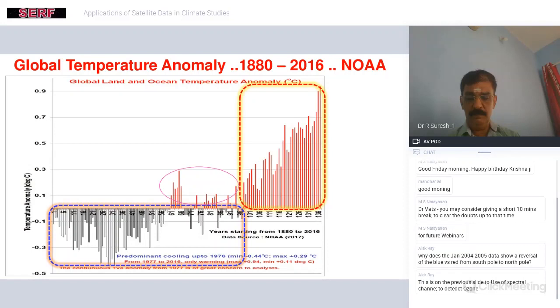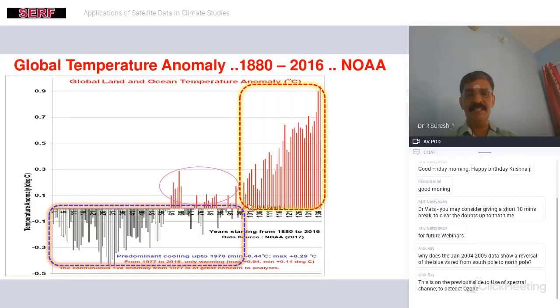This is the NOAA published database of land and ocean temperature put together, and it has a lengthy record from 1880 up to 2016. When I got the data, I plotted it, and I saw that after maybe 1976 or 77, there is completely a warm anomaly taking place. That shows a warming signature, and all of this advocates that yes, there is global warming taking place.